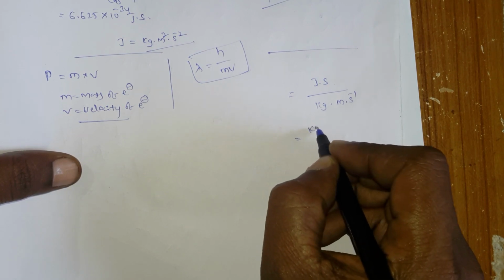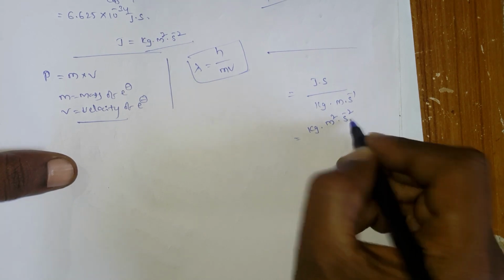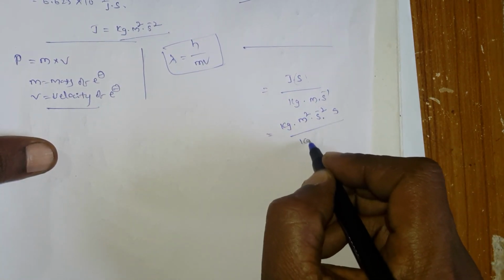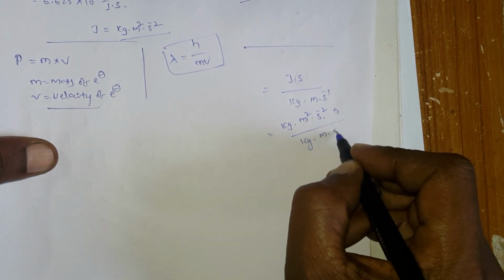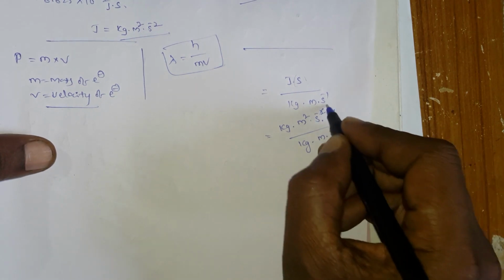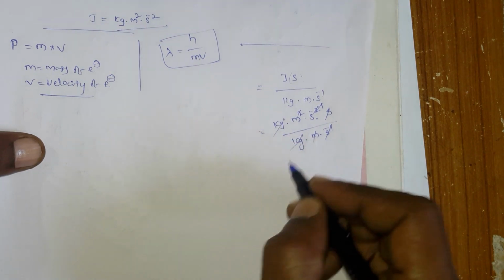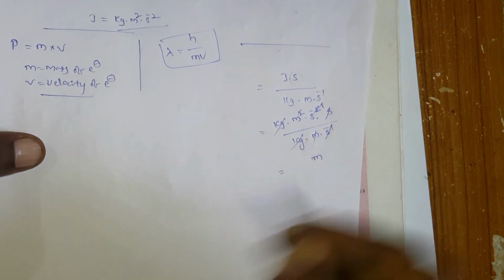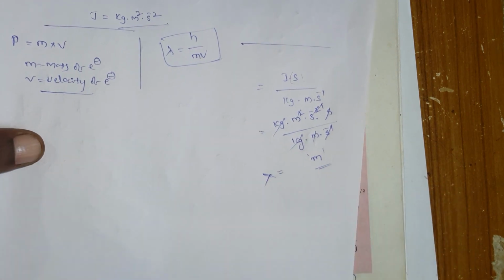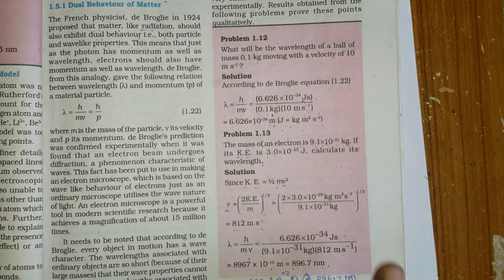What is the joule? It is kg, substitute this, meter square second to the power minus 2. The next there is a second divided by again kg into meter per second. So second, and there is a second inverse and a meter kg. So finally what you will get? You will get only the meters. The lambda you will take in meters. The wavelength you will consider is in meters.